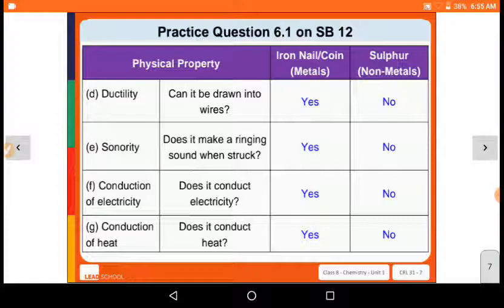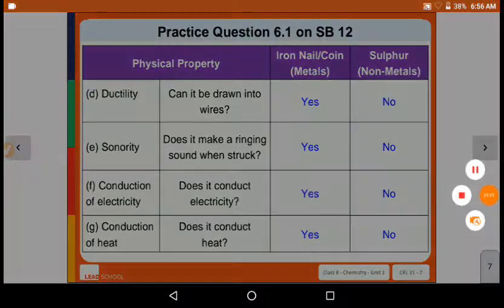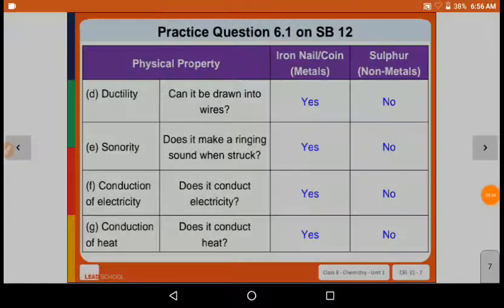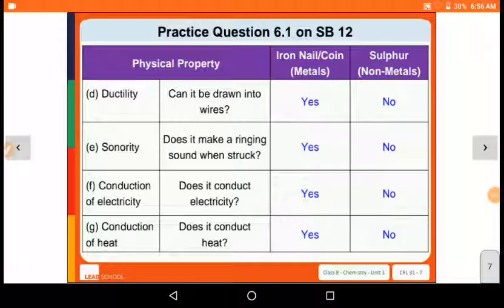Then conduction of electricity: metal will conduct, yes, and non-metal will not conduct. Conduction of heat: metal will conduct, like the coin will conduct, and sulfur will not conduct.